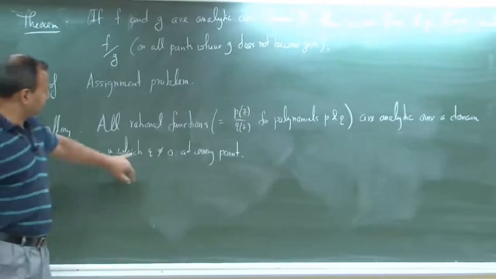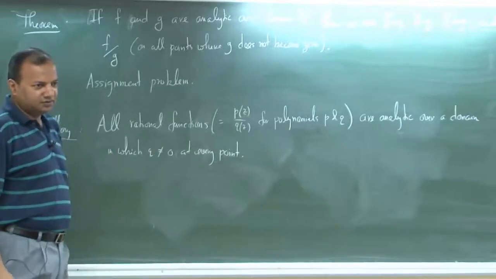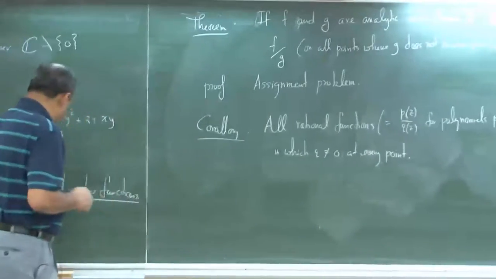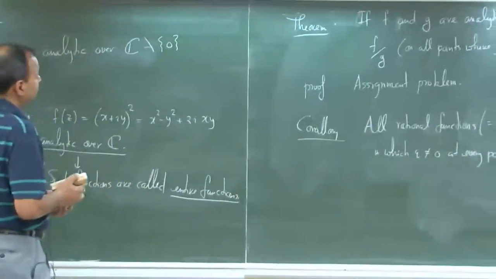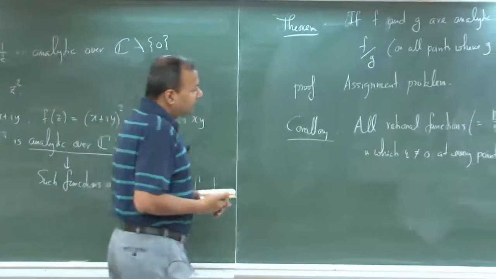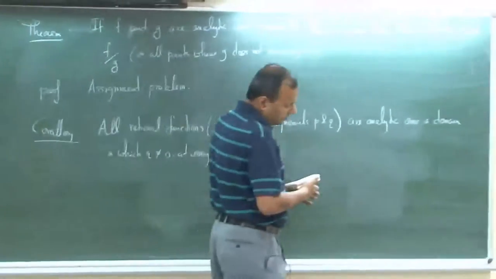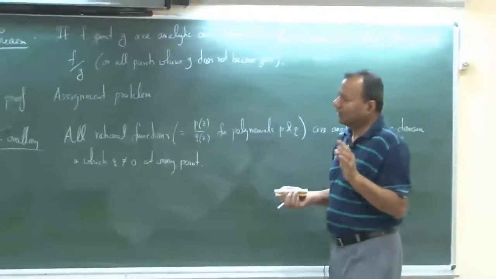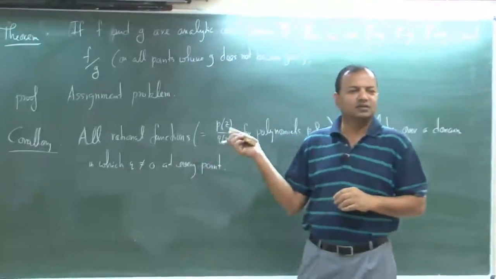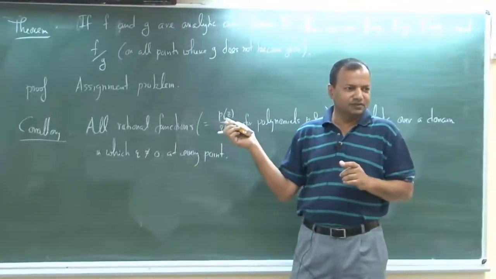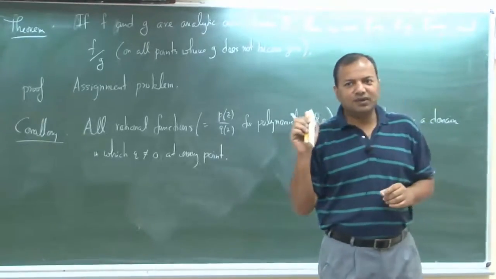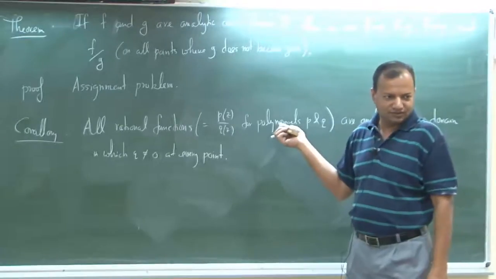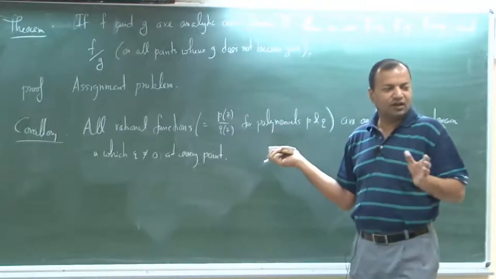Pick a domain in which q does not vanish at any point, and then p by q is analytic over that domain. Well, this is good to know, but if we keep our goal in mind, the zeta function, that is not a rational function, it is an infinite power series actually. So, we will need the ability to talk about powers, infinite power series in order to analyze the zeta function.